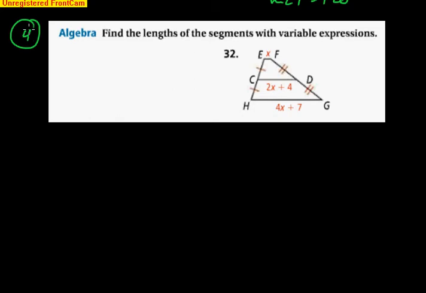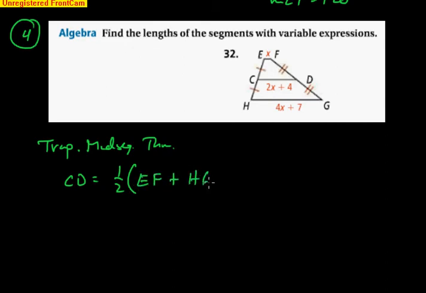Okay, question 4 here is a trapezoid mid-segment theorem question. In this picture, we know that CD is the mid-segment because of the congruent markings. That means that C and D are midpoints of the legs. That is what a mid-segment is. So by the trapezoid mid-segment theorem, CD is equal to half the sum of the bases, which are EF and HG. So I just plug in what I know.